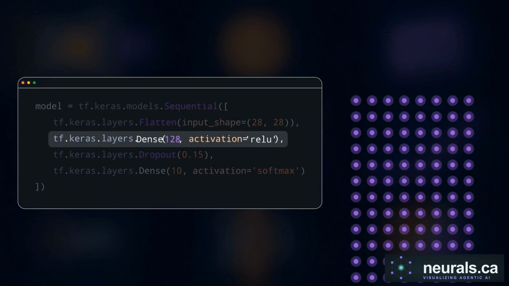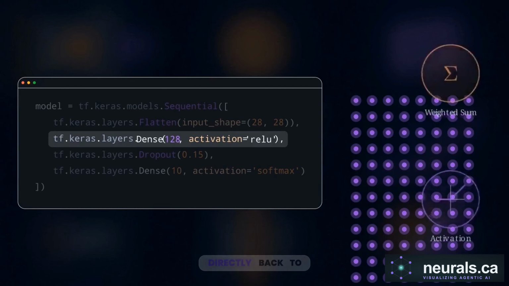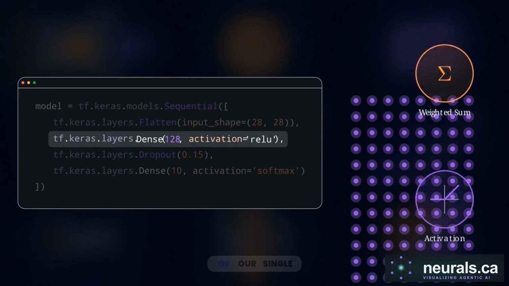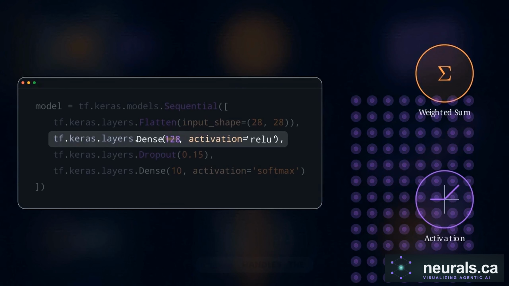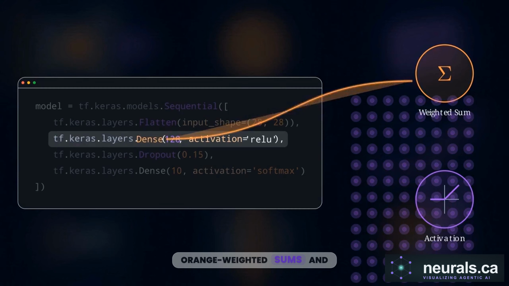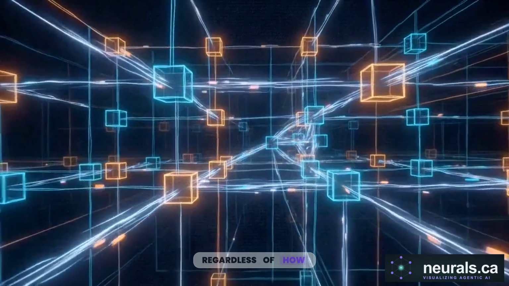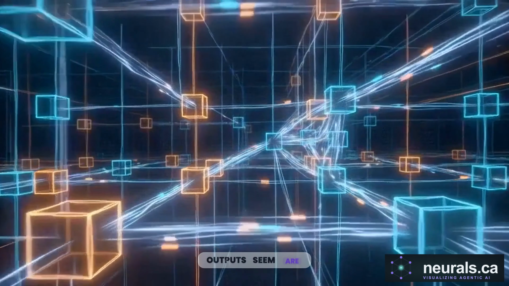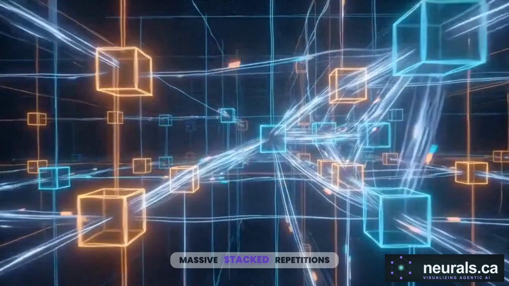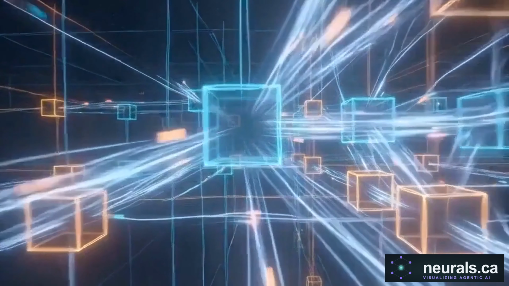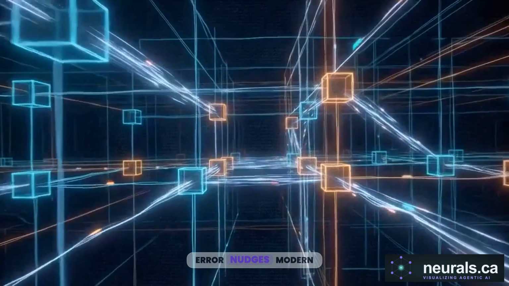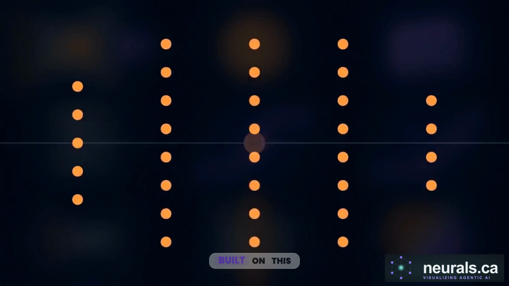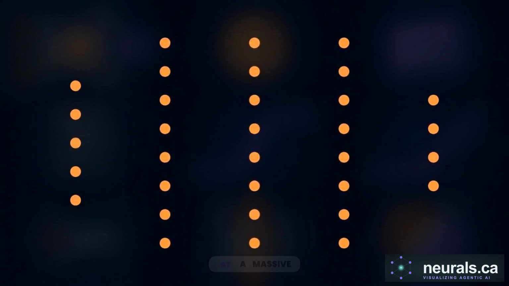The parameters typed into this Keras function map directly back to the conceptual nodes of our single neuron. The dense layer handles the orange-weighted sums, and the ReLU parameter plugs in our violet activation gate. Deep neural networks, regardless of how complex their final outputs seem, are ultimately built on massive, stacked repetitions of these simple weighted sums and error nudges. Modern AI architectures are built on this basic arithmetic repeating at a massive scale.